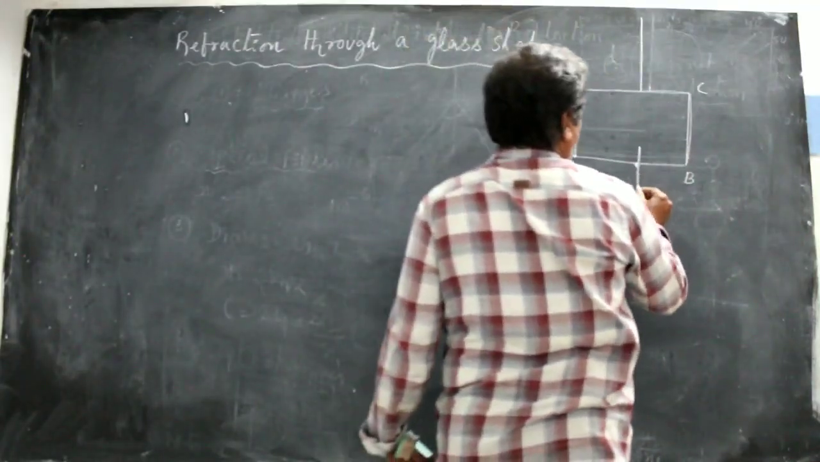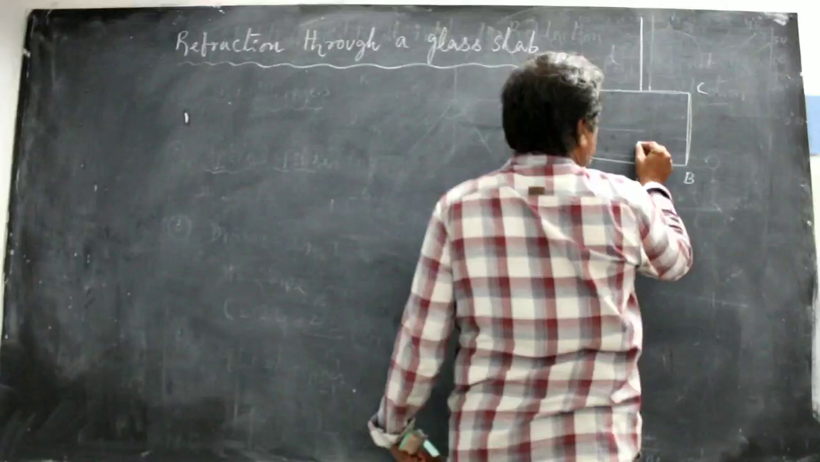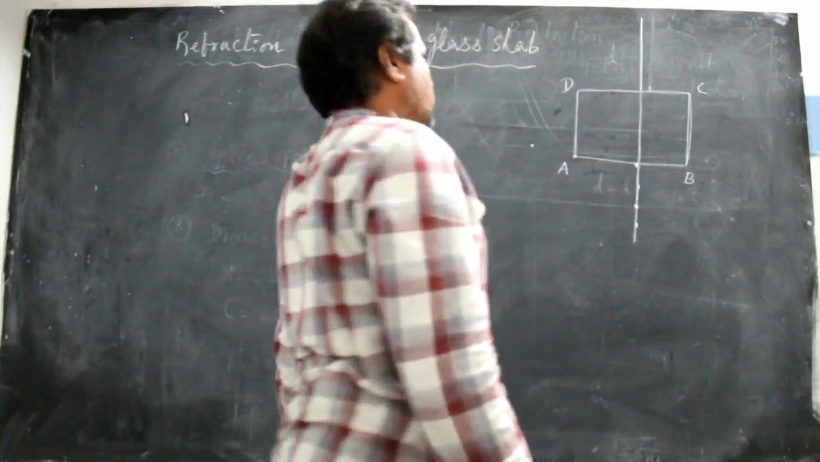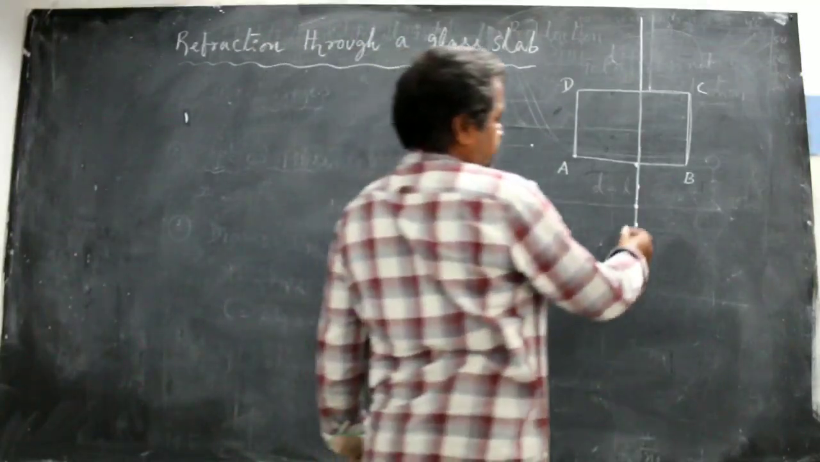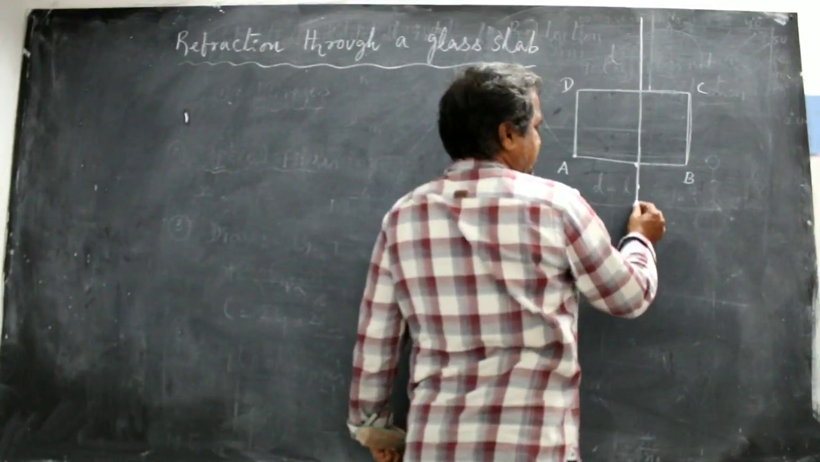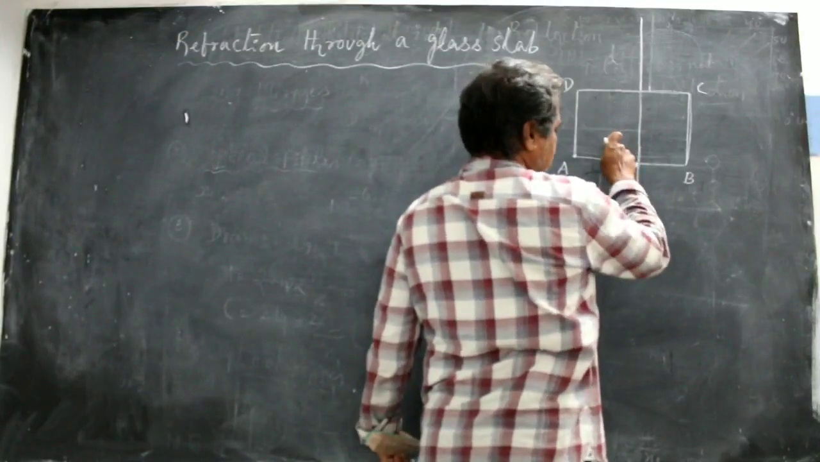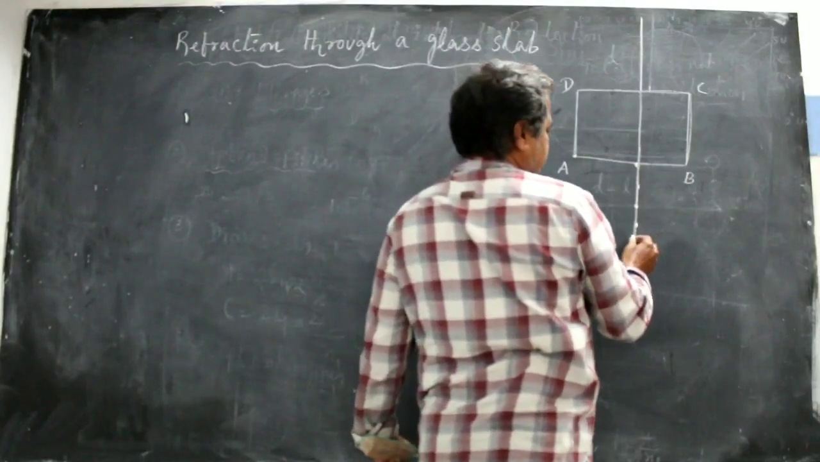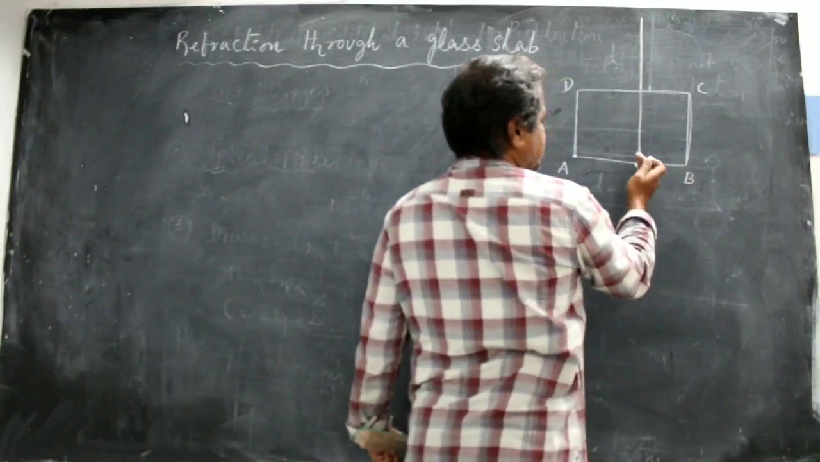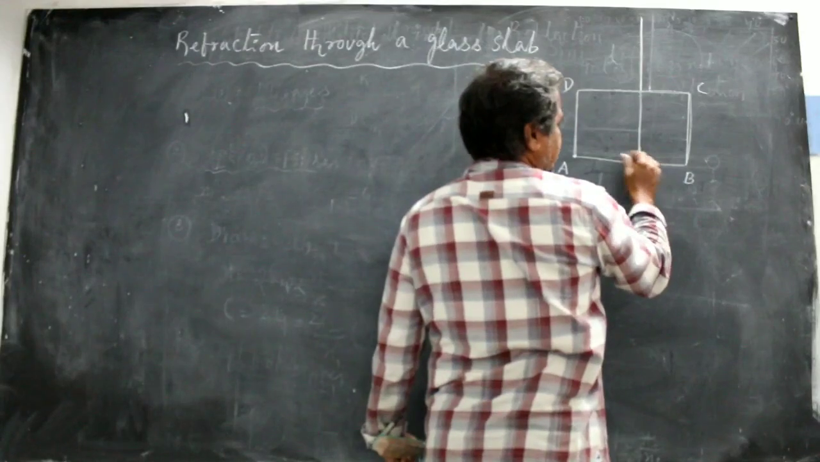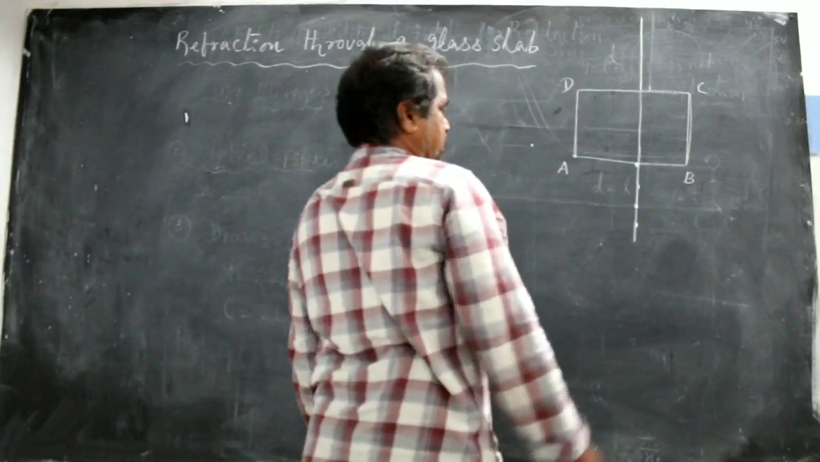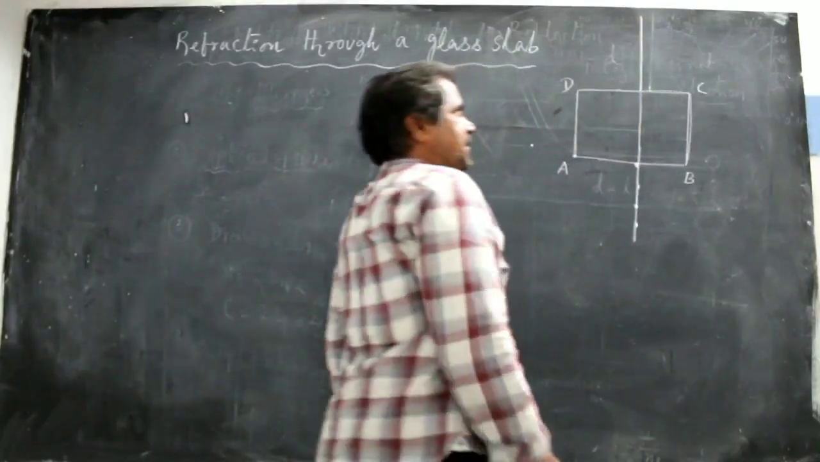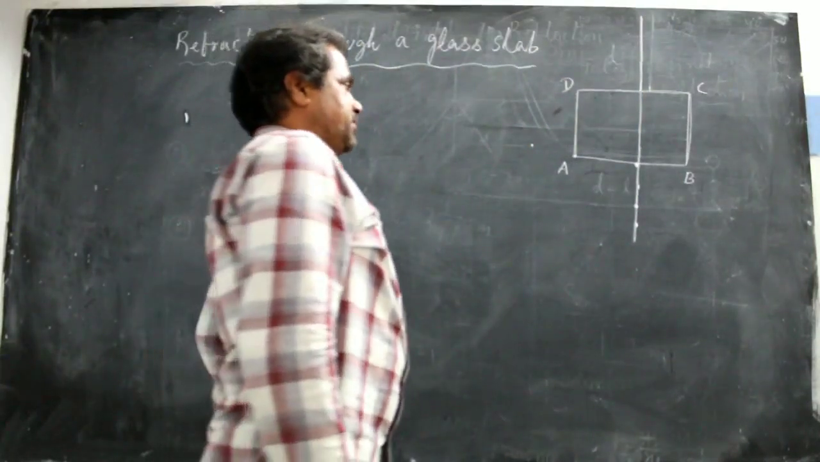Remove the glass slab and join these two lines. What we observe here: any light ray which moves, this is the glass slab, both are transparent mediums. This is rarer, this is denser. Any light ray which is incident on any one point of the interface of both media perpendicularly, the corresponding refracted ray doesn't get any deviation. So it is proved.